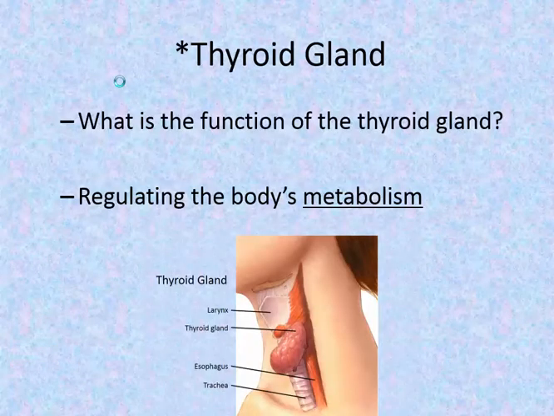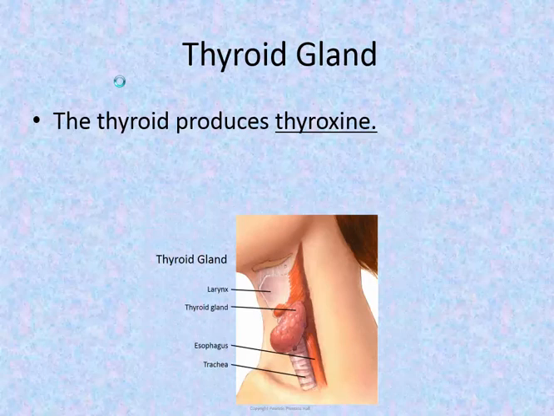So next let's go on to the thyroid gland. And you know that it regulates metabolism. We talked about this several times in class. And here's your thyroid gland, a little bit below your larynx. And we know that the thyroid produces thyroxine. That's the hormone that regulates your metabolism.